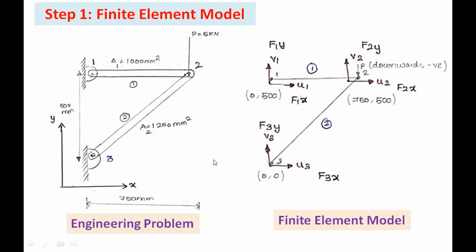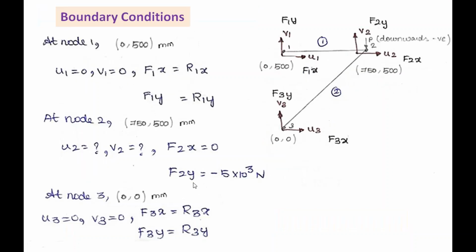After showing all these nodal coordinates, nodal parameters and nodal forces, we have to define the boundary condition for this finite element model. So what are the boundary conditions for this truss problem? Node 1 and node 3, these two are supported joints. Accordingly, we have to give the boundary condition.